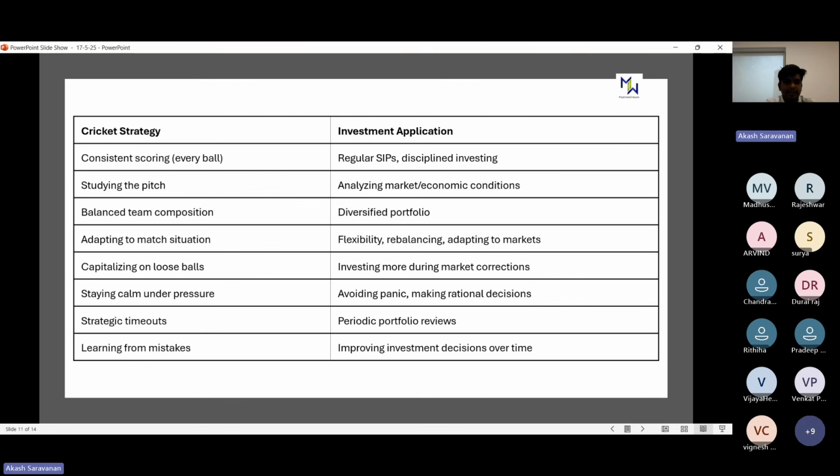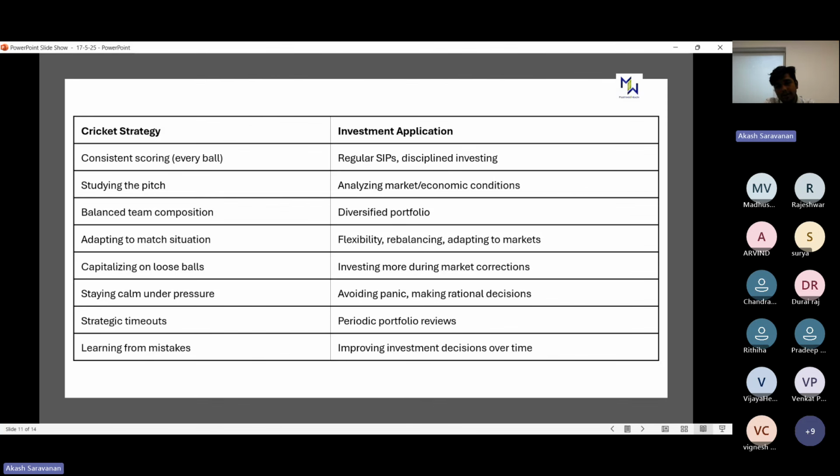And strategic timeouts, yeah, that's periodically reviewing your portfolio. And the main thing is learning from past mistakes. Past mistakes in the sense that you would have had good conviction on a few ideas, but some other people in the overall market generally won't like that idea, or they would have a different perception, and those opinions would cloud your judgment.